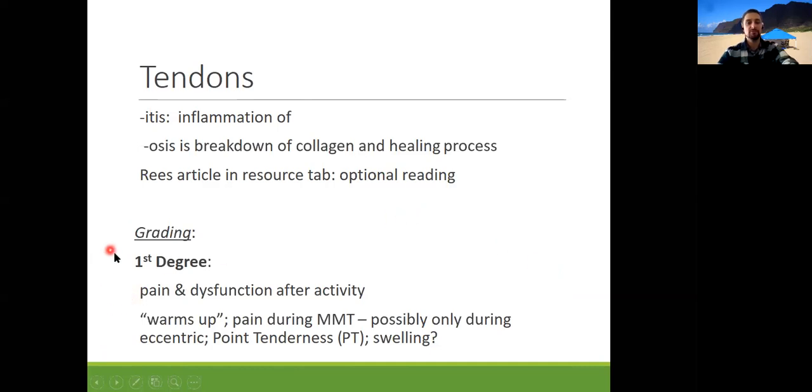Okay, so we grade them. Remember, this is the overuse grading scale that we saw a few chapters back. So it's pretty much the same. So grade 1, it just hurts maybe at the end of practice, but after they're warmed up, it feels better. Then maybe only during the eccentric phase of manual muscle testing. Not likely to have swelling at this point.